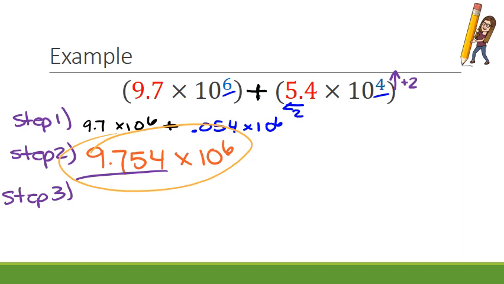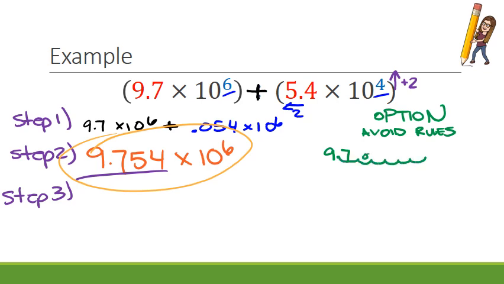I'm going to show you an alternative that will only work for adding or subtracting. If I take a look and I want to expand both of these and add, I can do that. So another option that I'm going to provide you is to avoid the rules. I'm okay in this instance if you avoid the rules. I'm going to expand, meaning if I take 9.7 and I move the decimal right 6, 1, 2, 3, 4, 5, 6, and I have this large number. If I take 5.4 and I move the decimal 4, 1, 2, 3, 4.